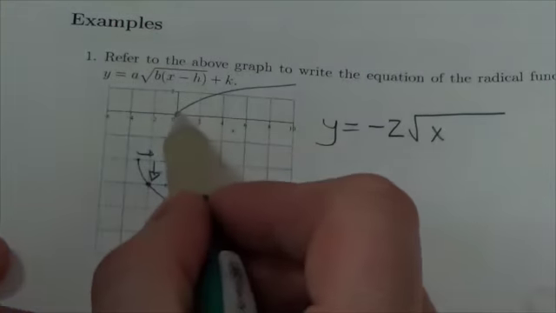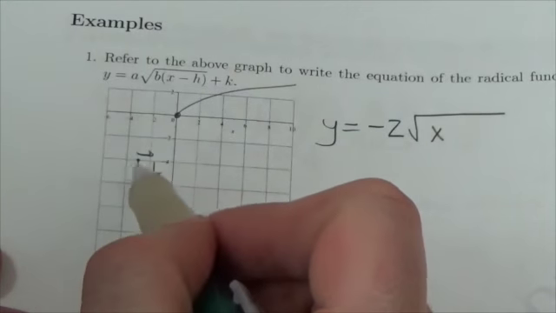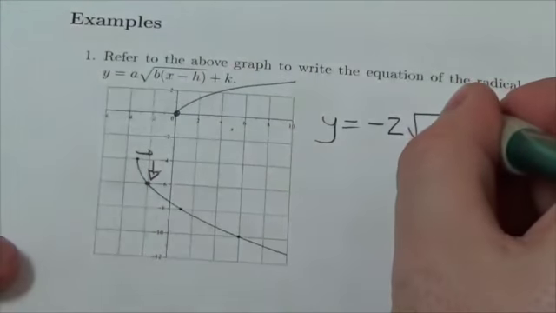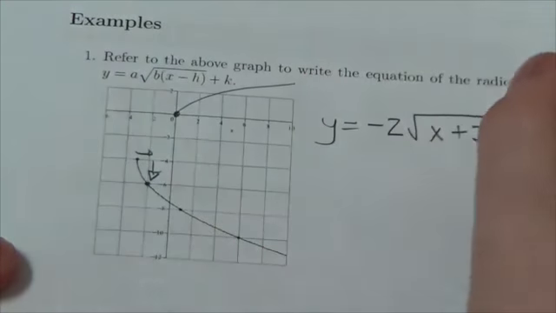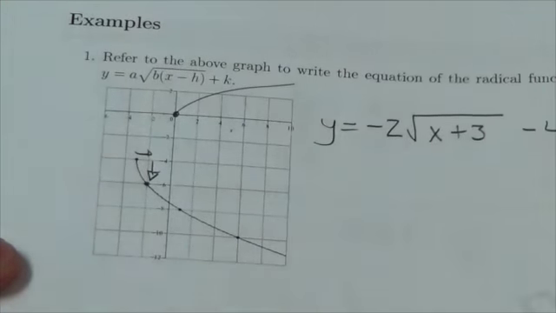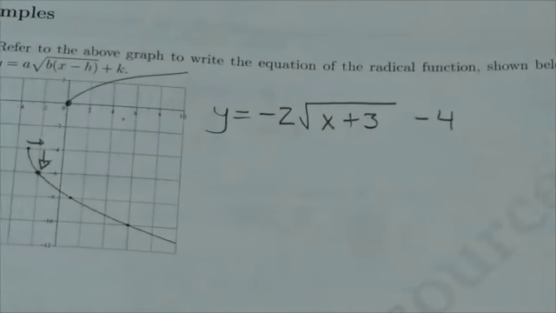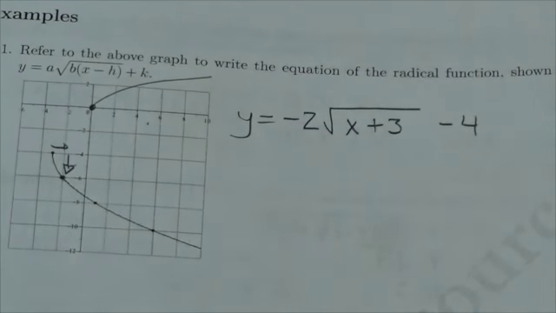So now I can see that this point has been moved 3 units to the left. So in my function, it's going to be x plus 3. And then it's been moved 4 units down. And so that's going to be minus 4 outside the function. And there you go.